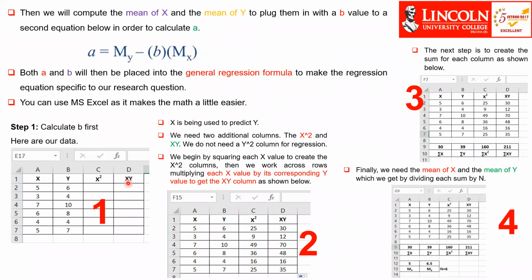Then for XY, all you need to do is put the equality sign here, then you click on X, this cell, then you put multiply by, you click on this cell and you press enter. Once you get the results here, just click and hold and drag it down. Then the same will be done for other entries. Then you should have something like this. The next is to create a sum for each column. You need to create a sum for each column.